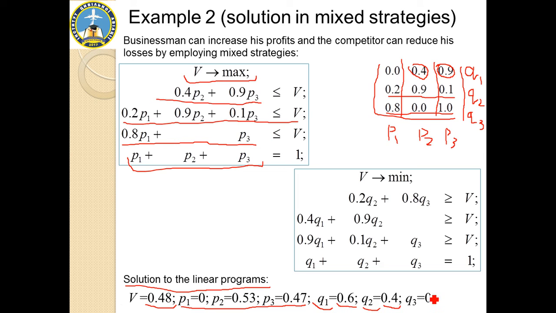So as rational players, the businessman and his competitor should employ this combination of strategies P sub 1, P sub 2, Q sub 1, Q sub 2. Oh, sorry, P sub 2, P sub 3, and Q sub 1, Q sub 2.